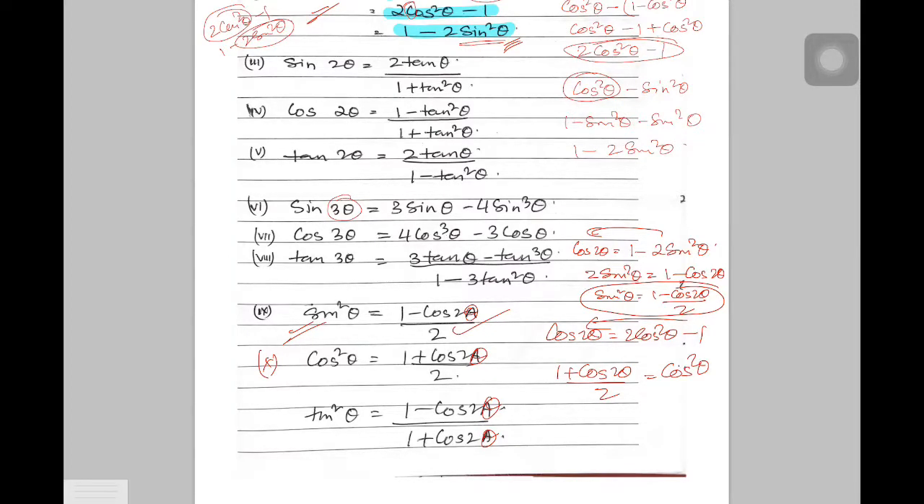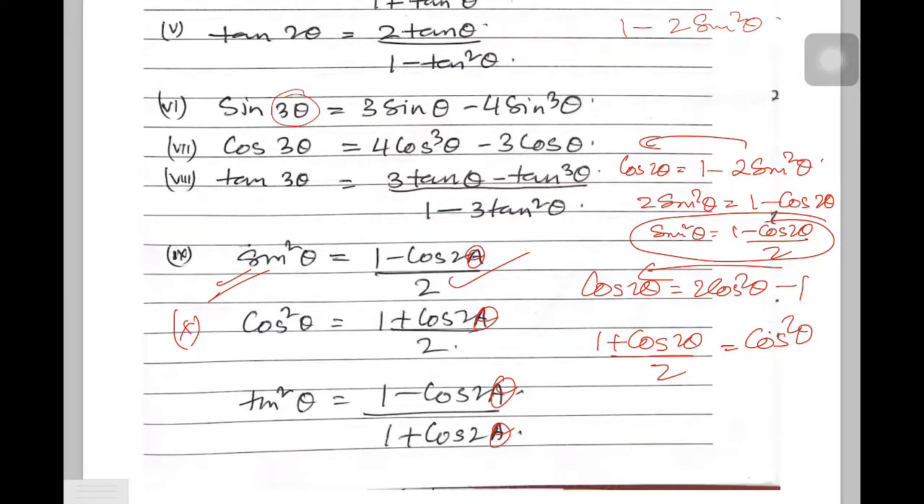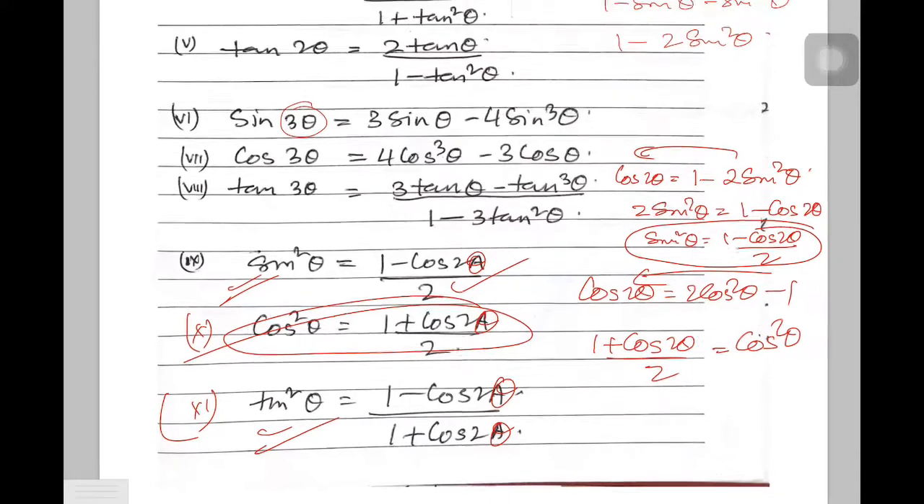1 is coming this side, correct? 1 comes this side, and the same formula is formed. But if I divide these two now, if I divide sine square theta by cos square theta, I'll get the 11th formula, and that will be tan square theta equals 1 minus cos 2 theta divided by 1 plus cos 2 theta.